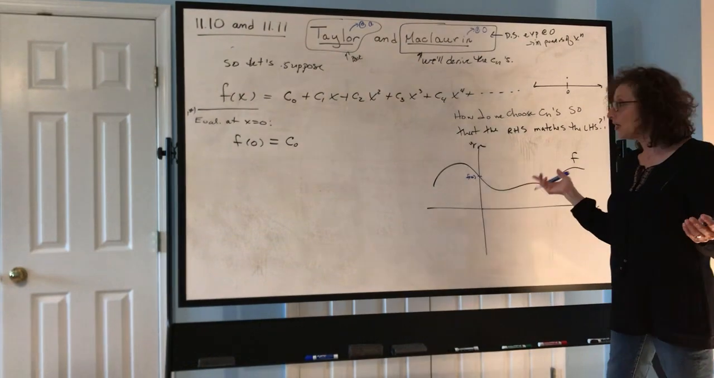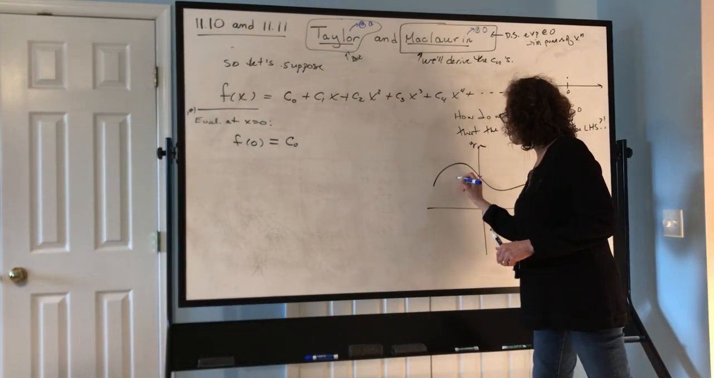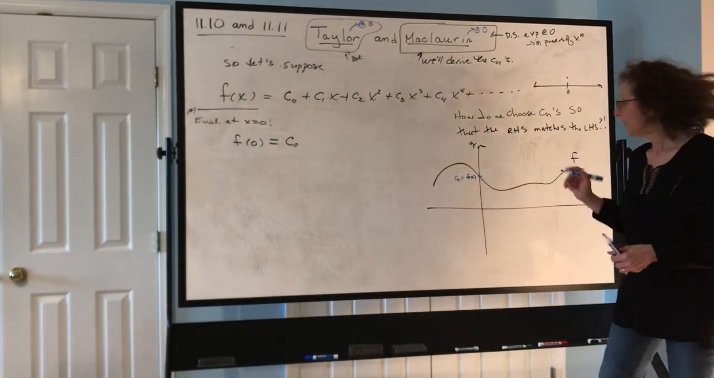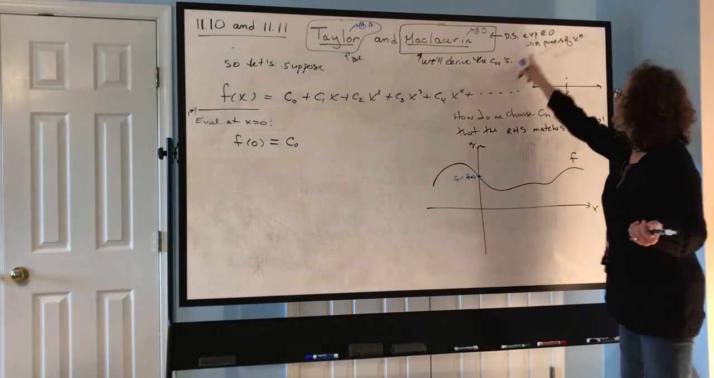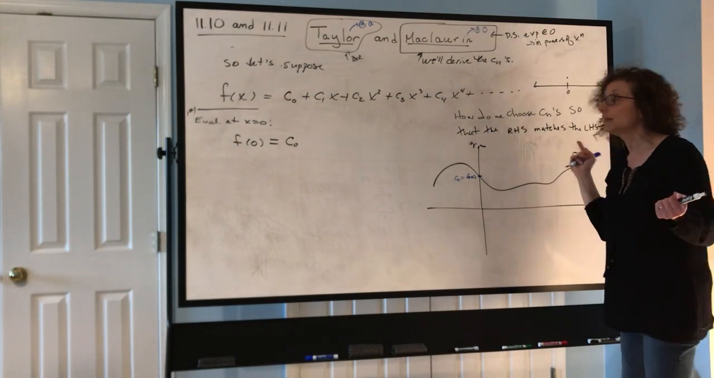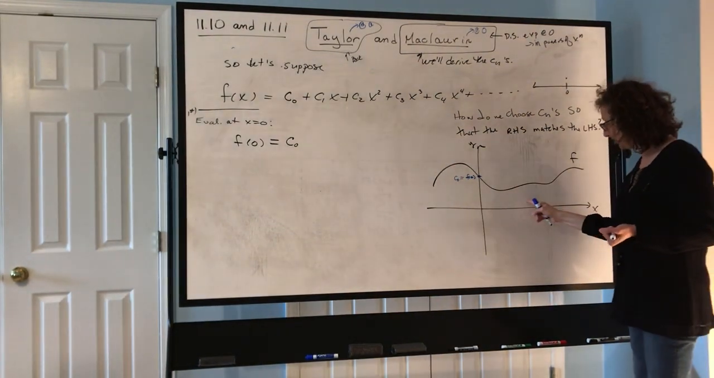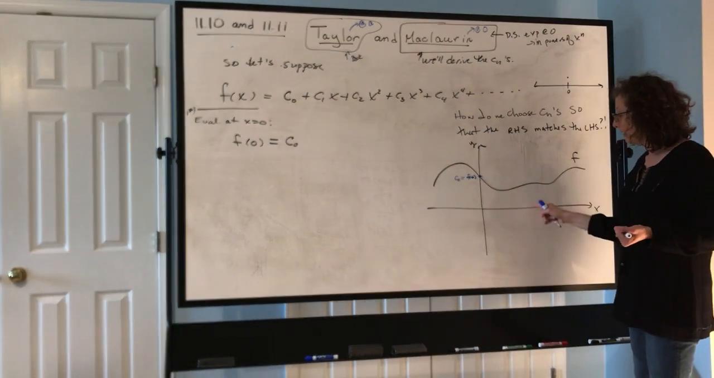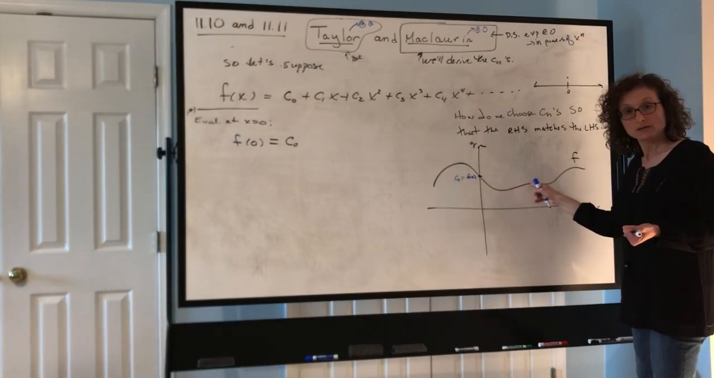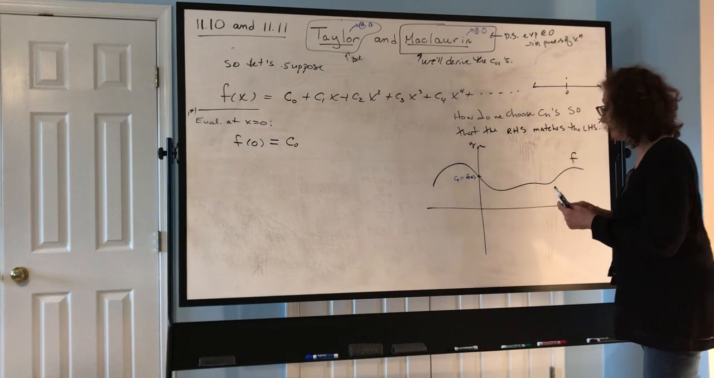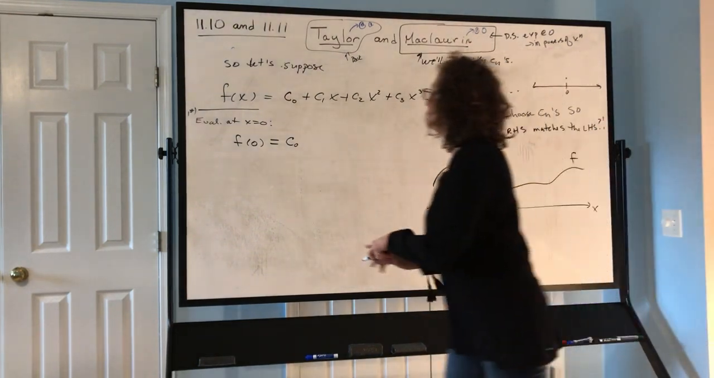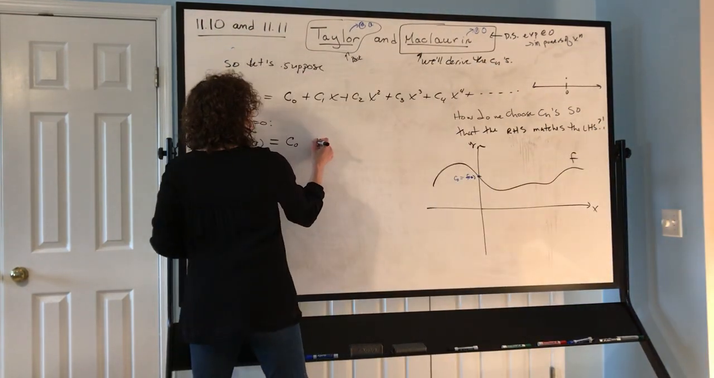So what should C0 be? C0 should just be that exact thing. The function and the series have to match at the point that you expanded about. So if we were expanding in x minus a, then we would care that f of a was equal to C0. Does that make sense? You can check that in your book. All right. So C0 was f of 0. Cool.